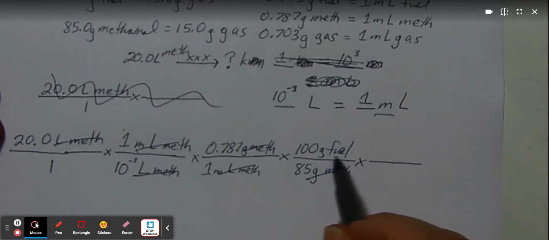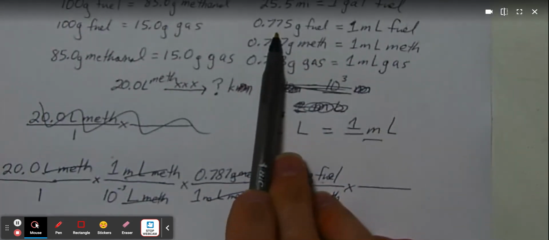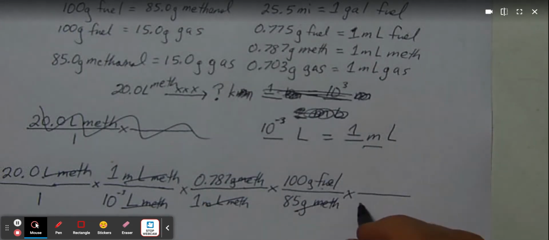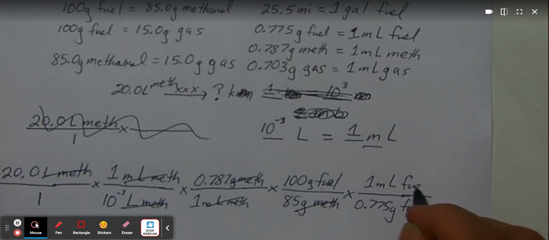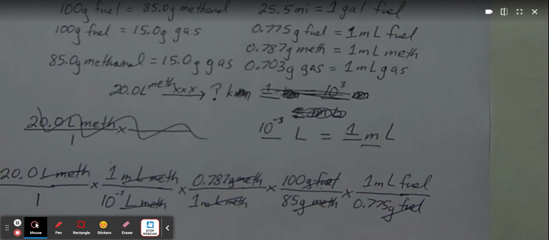I have grams of fuel on the top, so I'm going to have the grams of fuel on the bottom. So this grams of fuel, 0.775. So I'm going to put 0.775 grams of fuel on the bottom and 1 milliliter of fuel on top. So grams of fuel cancel out. Now I have volume of fuel. I have milliliters. Now I have to get that to gallons.